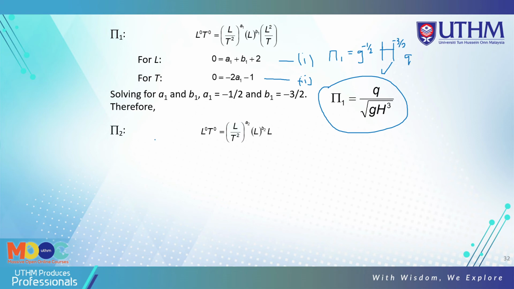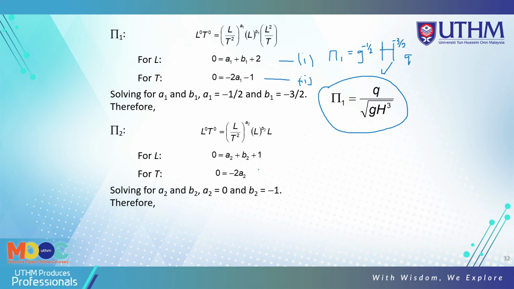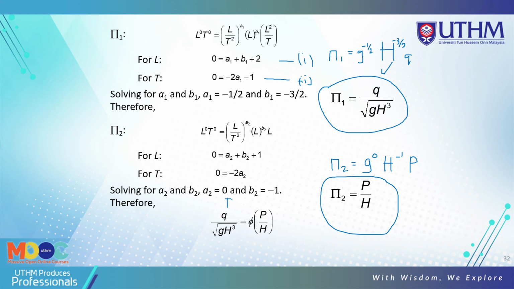And then you solve for pi 2 based on this formula, and you get the values of A2 and B2. Pi 2 is G^A2 with A2 equal to 0, and H with exponent negative 1, times P. G to the 0 is 1, so you get P over H. Then pi 1 is a function of pi 2. So you get this formula. You derive it with the Buckingham method, and you can stop at this part.